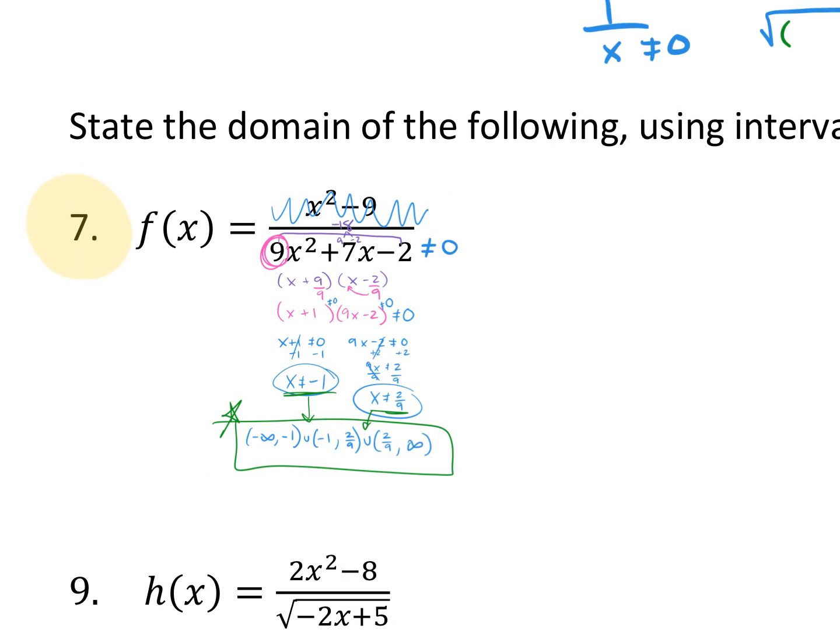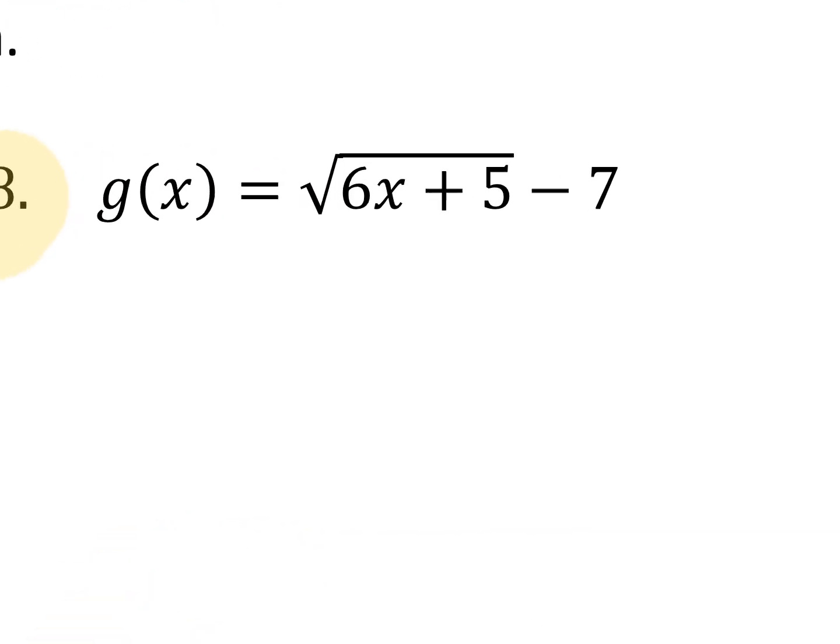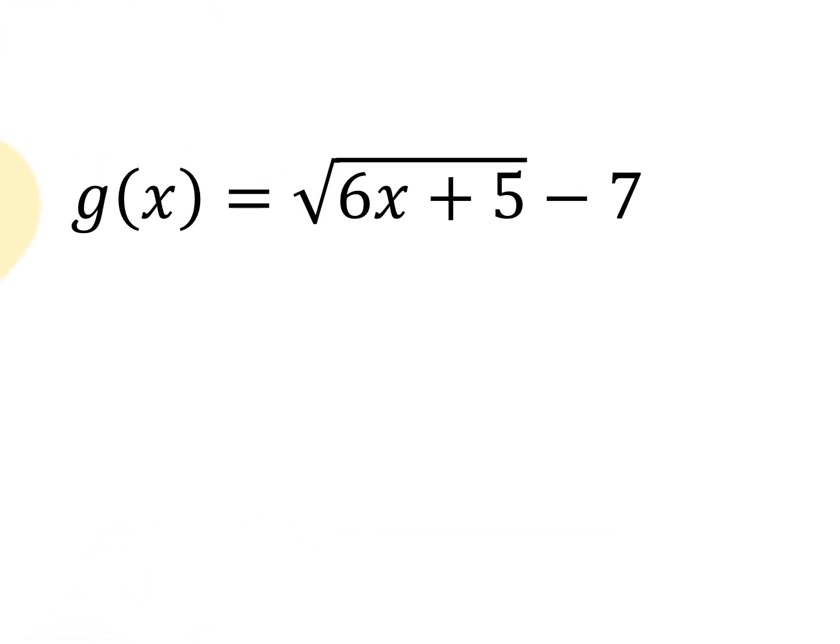All right, let's do number 8. So in finding our domain, we have to be careful when we have fractions and square roots. Here we have a square root. What can we not have under the square root? Negative. So I have to set whatever's under the square root greater than or equal to 0. I can ignore everything else in the problem. I'm only looking at what's under the square root.